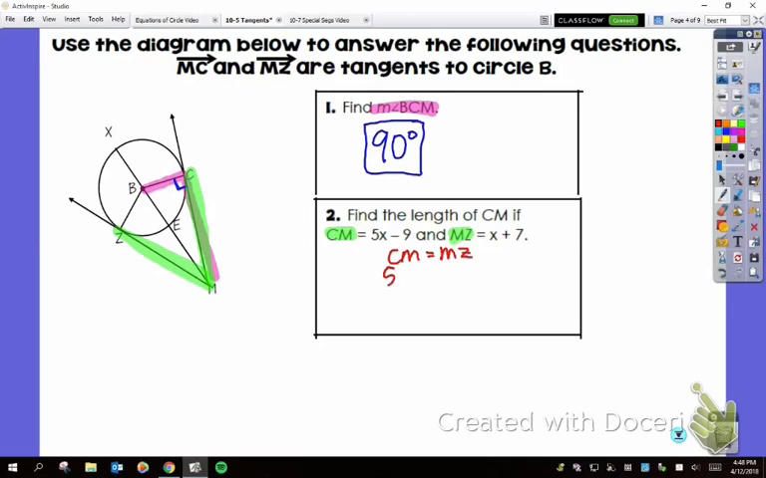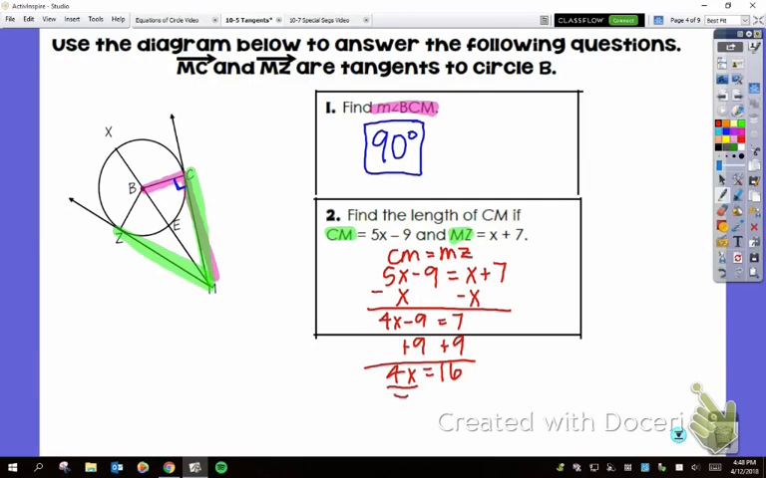So we would just say 5x minus 9 equals x plus 7. And then you would just solve your equation for x to start. So we would get 4x minus 9 equals 7. Add 9 on both sides, and we would get 4x equals 16. Divide by 4, and we end up with x equals 4.